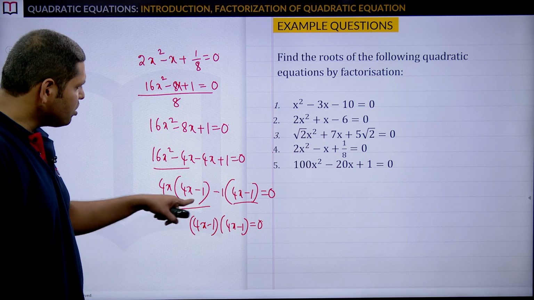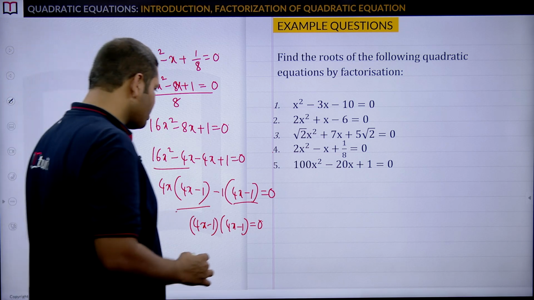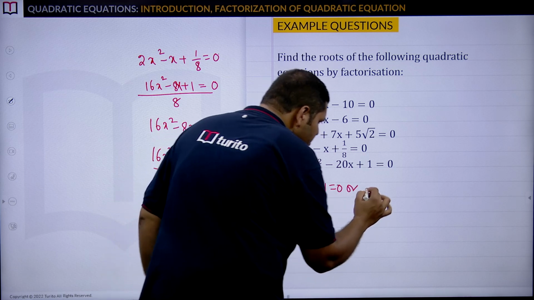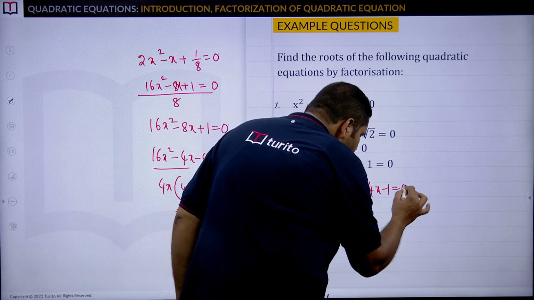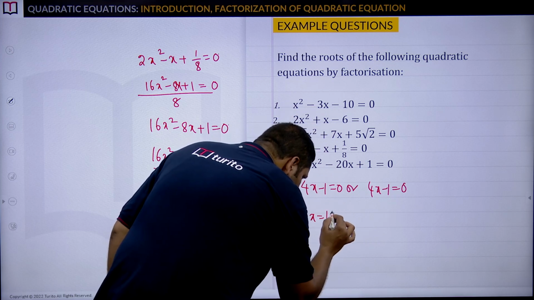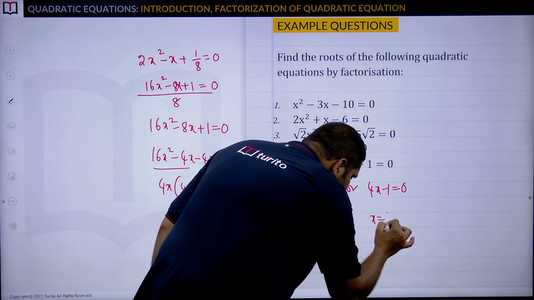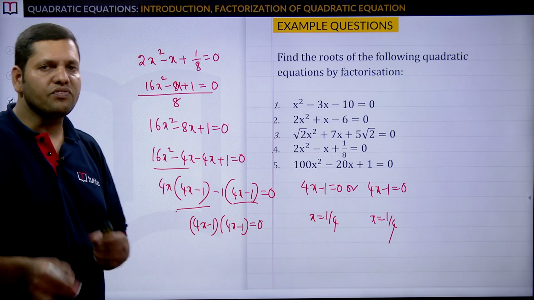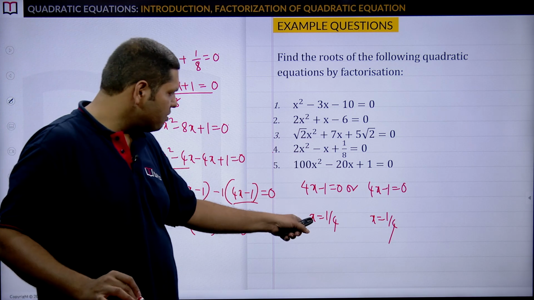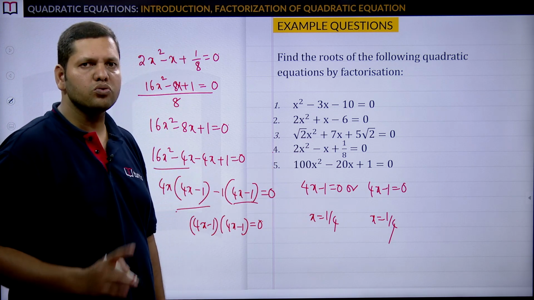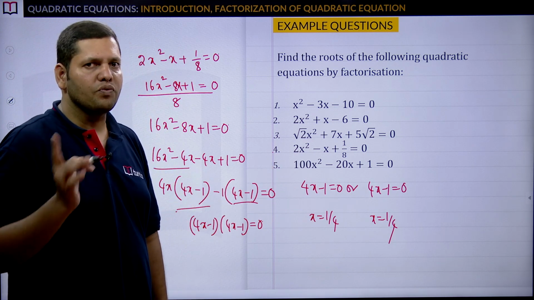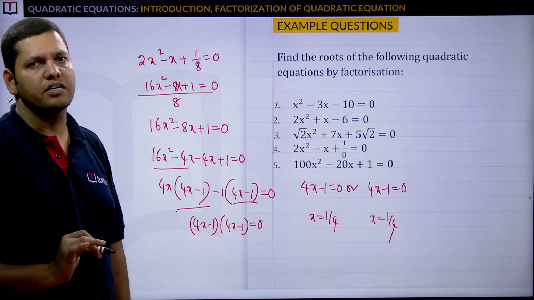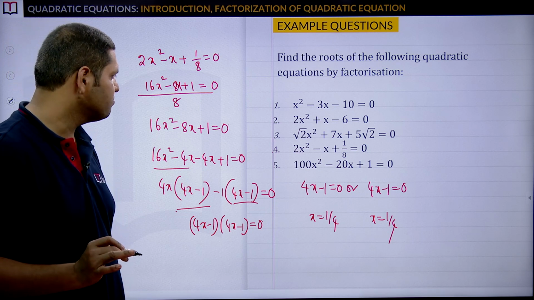Again children, the product of two terms is equal to 0 means any one of the terms is 0. So what can I write, children? You can write 4x minus 1 equal to 0, or you can write 4x minus 1 equal to 0. So x is equal to 1 by 4, or x is equal to 1 by 4. Children, here both the solutions are equal. The two solutions are exactly equal, isn't it? So that is the final solution.